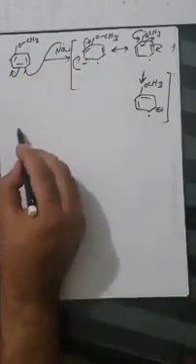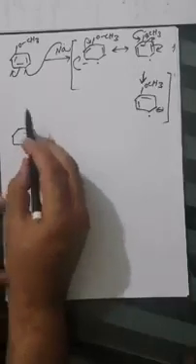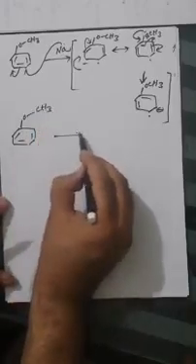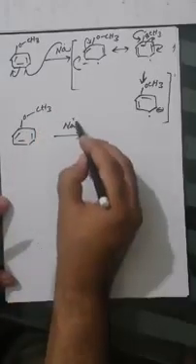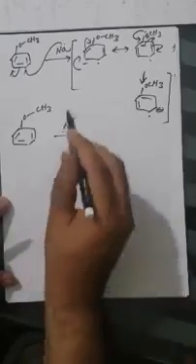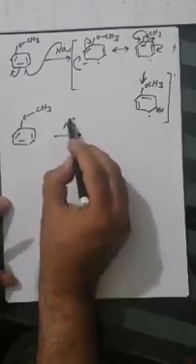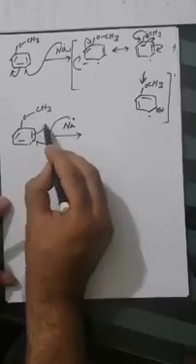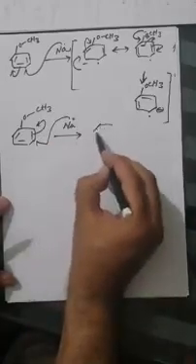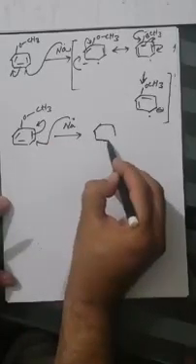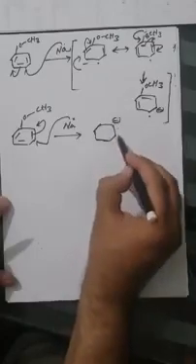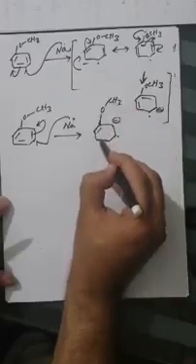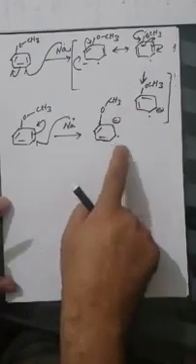Now there is another option, that the sodium transfers its electron at the meta carbon. Then what will happen? This negative charge will come here, and we will get another radical anion.